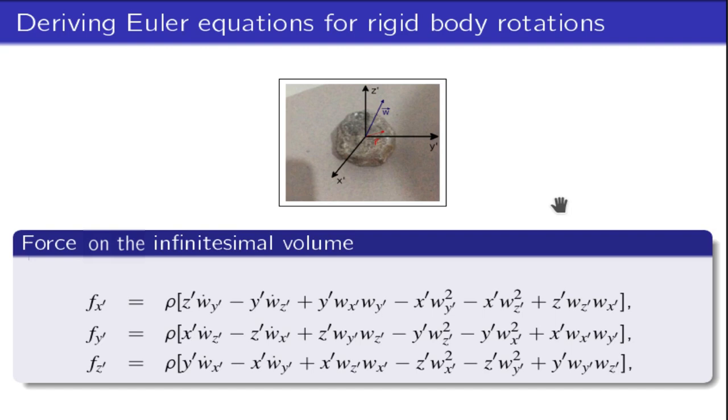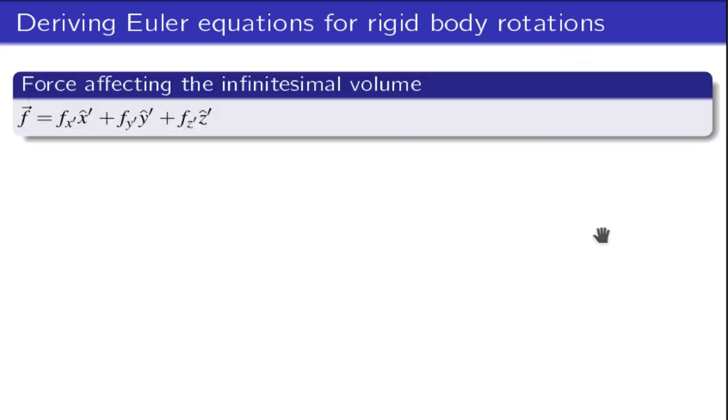These three equations are relations between the distance of the infinitesimal volume from the rotation axis, angular velocity, and the force. We should note that there isn't any constraint on the angular velocity omega. It can be anything, and it can be said that these equations give the force affecting the infinitesimal volume that is necessary to maintain that angular velocity. We can write the force affecting the infinitesimal volume in this form, whose components are given in the previous slide.